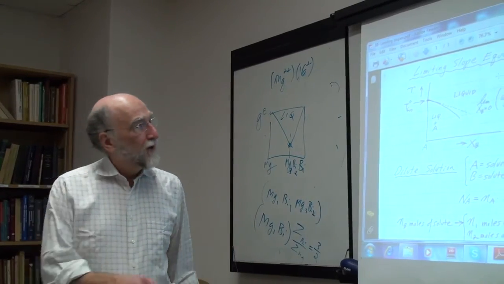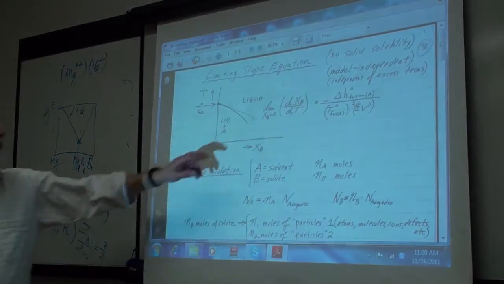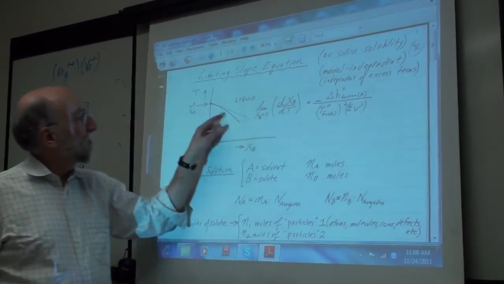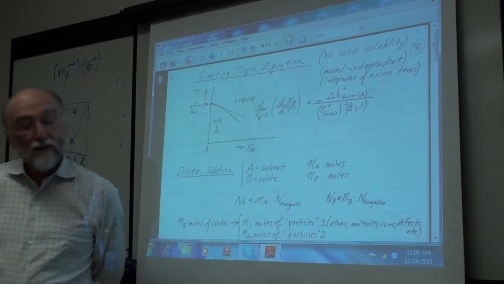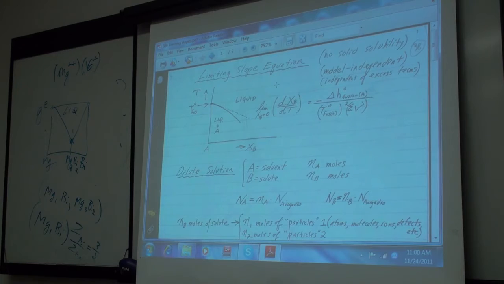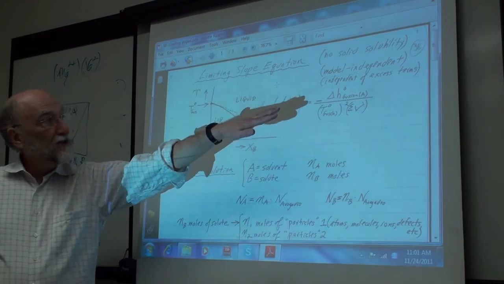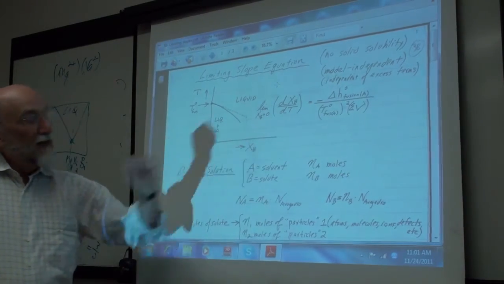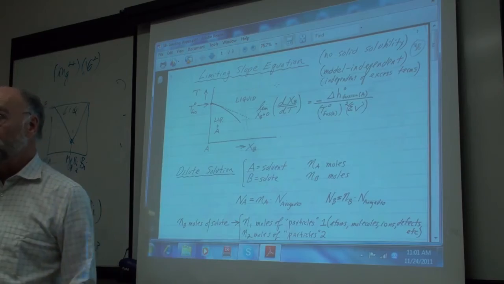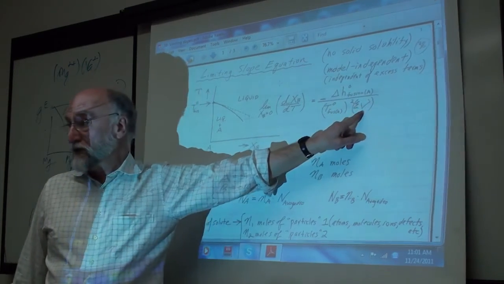And what we do is, we write this equation, I'll derive it for you in a couple of minutes. The limiting slope is the heat of fusion of A divided by the temperature of fusion squared times sigma nu, where sigma nu is the number of foreign particles, the number of new particles that are introduced per mole of solute. And this is completely model independent. It's independent of all excess Gibbs energy terms, and it's independent of the model. So say I had sodium chloride and I add KBr. Well, then I'm adding two foreign particles. So sigma nu is equal to 2.